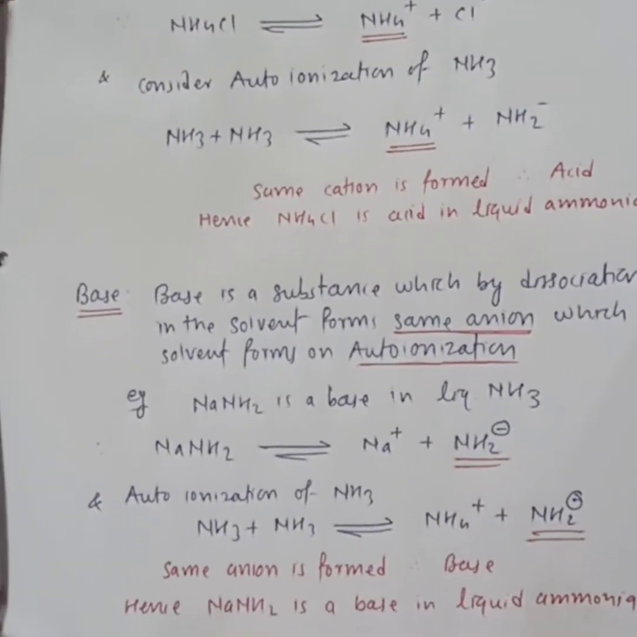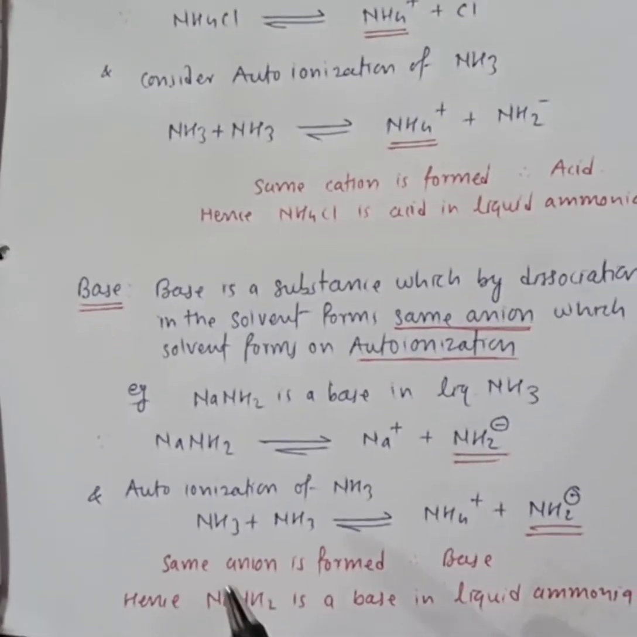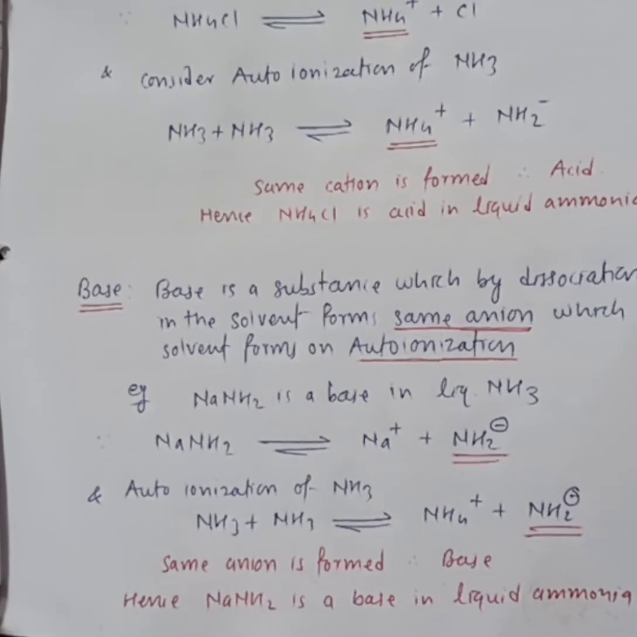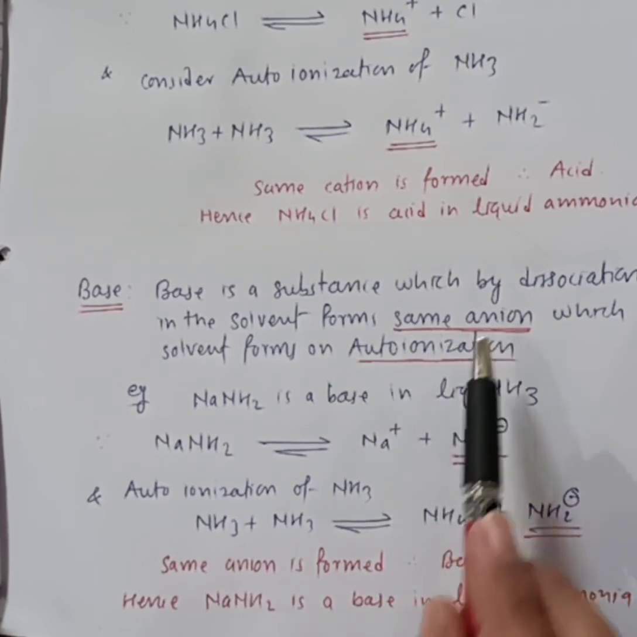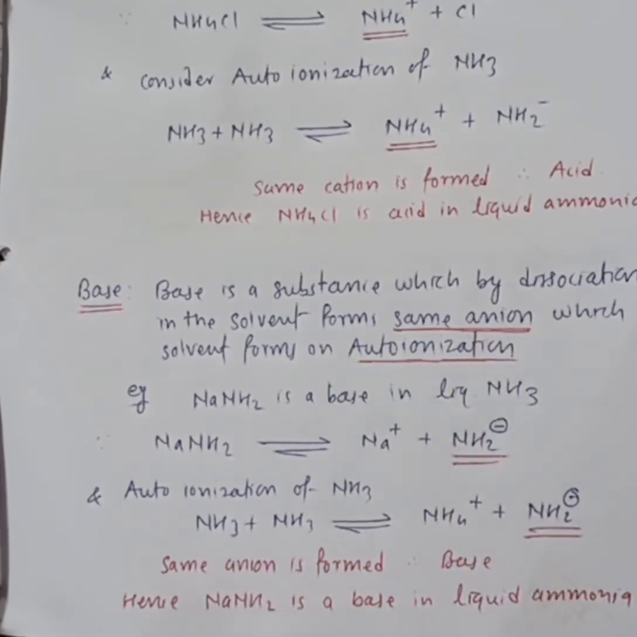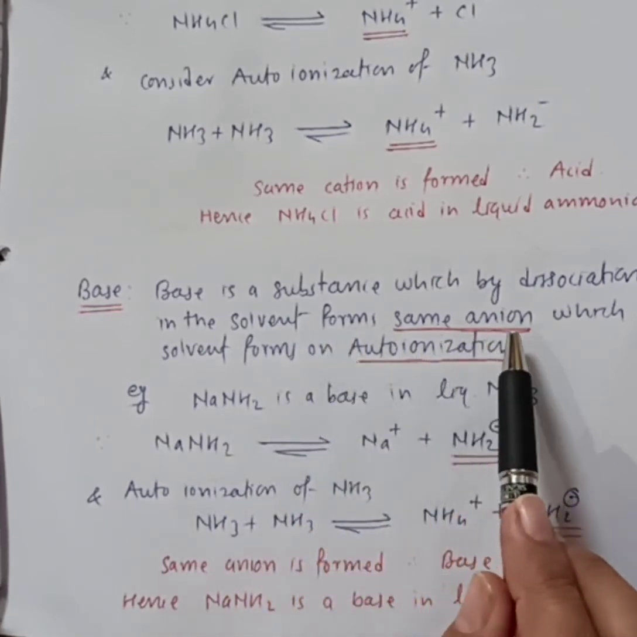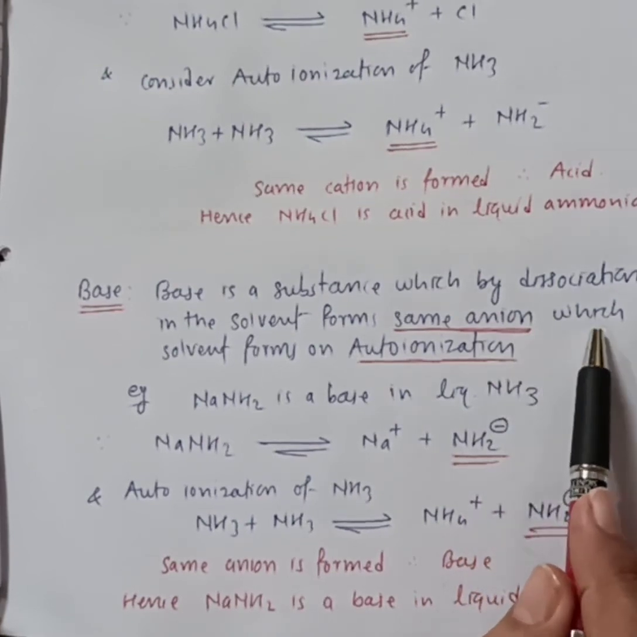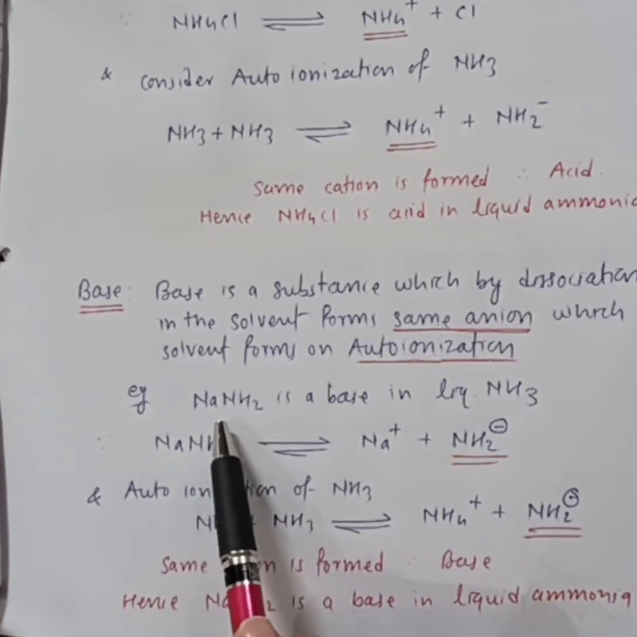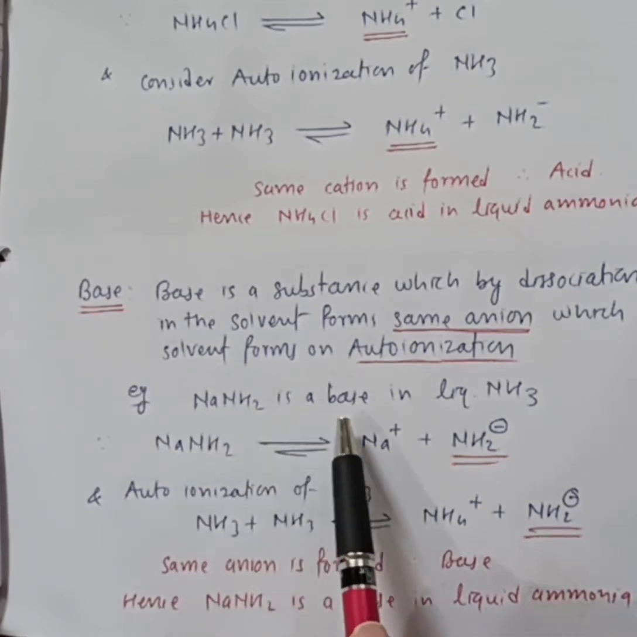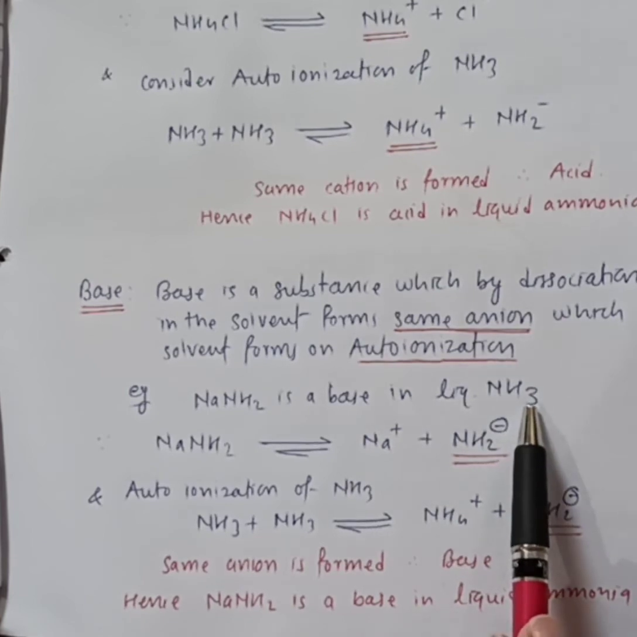So what is the definition of a base? A base is a substance which by dissociation in the solvent forms the same anion. This is very important. It forms the same anion which the solvent forms on auto-ionization. For example, sodamide, NaNH2, is a base in liquid ammonia.